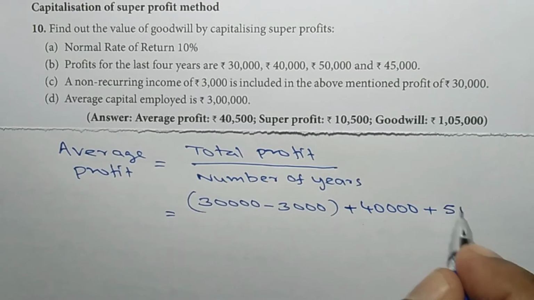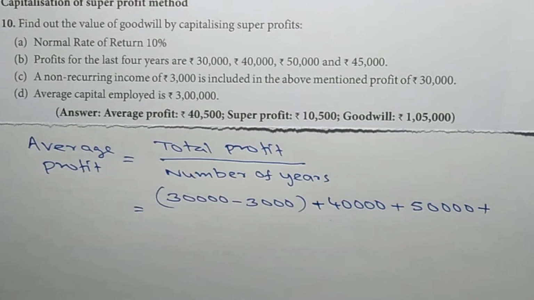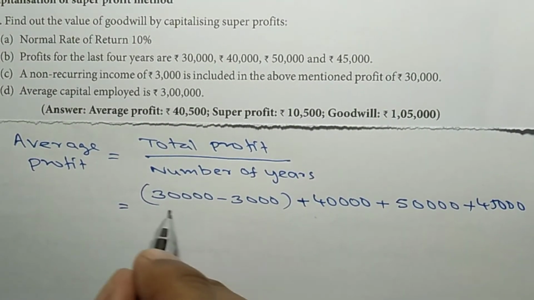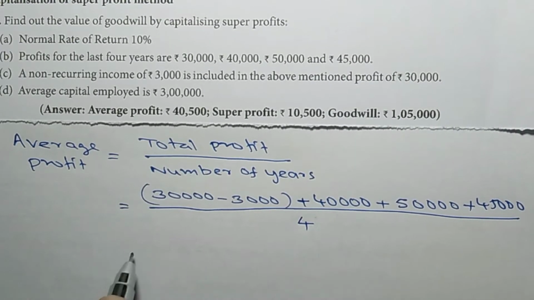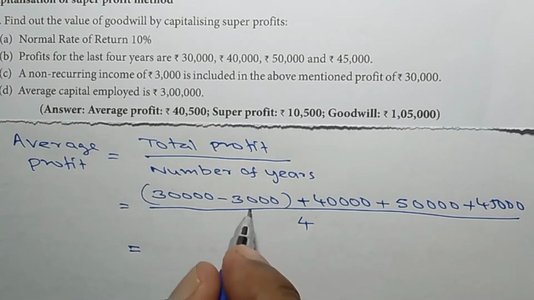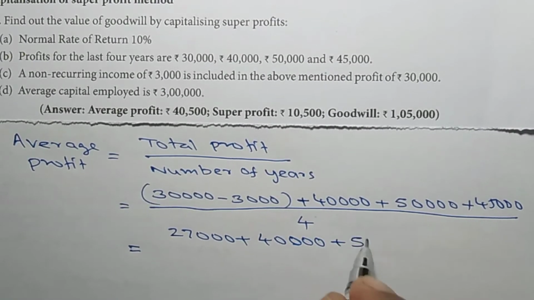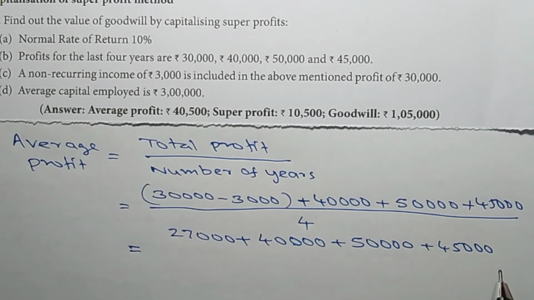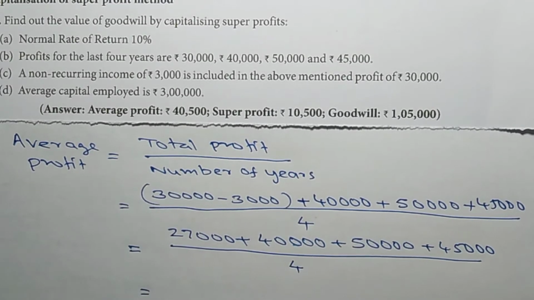Then next year profit is 40,000, then 50,000 plus 45,000, whole divided by number of years: 1, 2, 3, 4 years. That is equal to 30,000 minus 3,000, 27,000, plus 40,000 plus 50,000 plus 45,000, whole divided by 4.